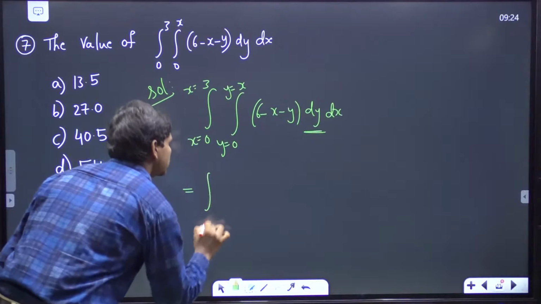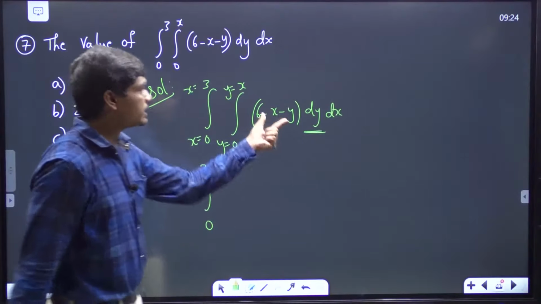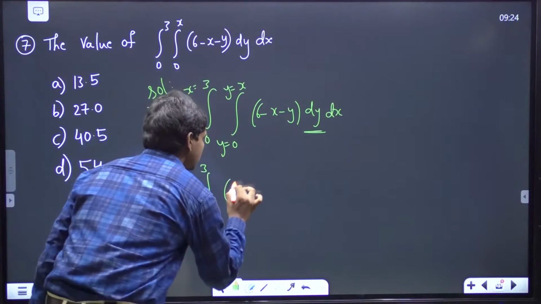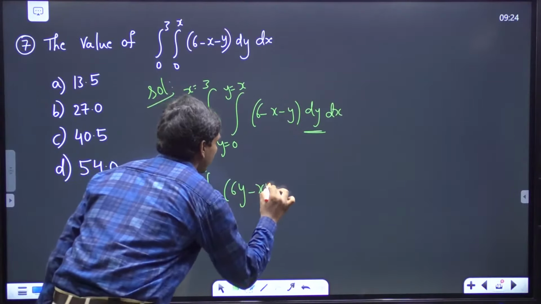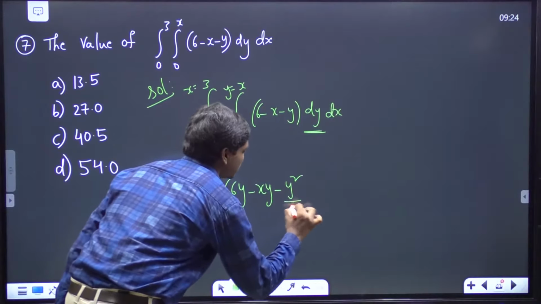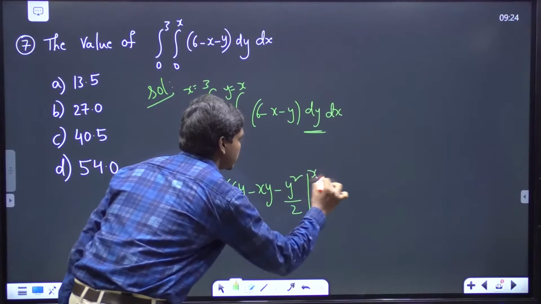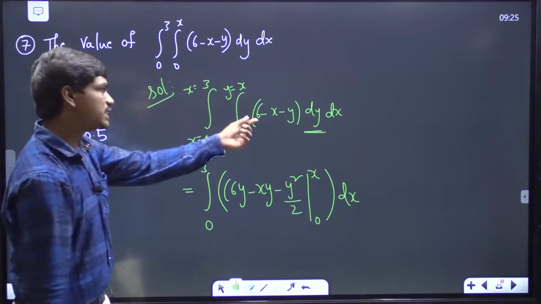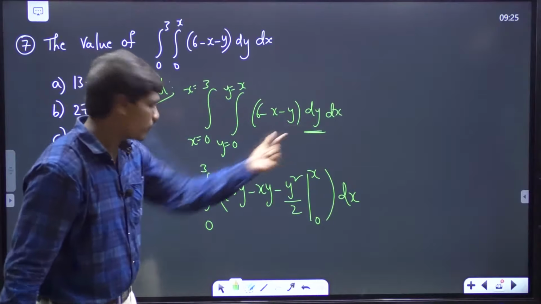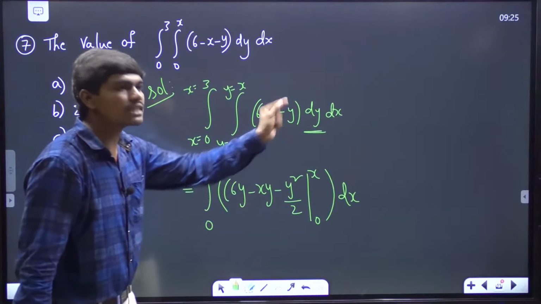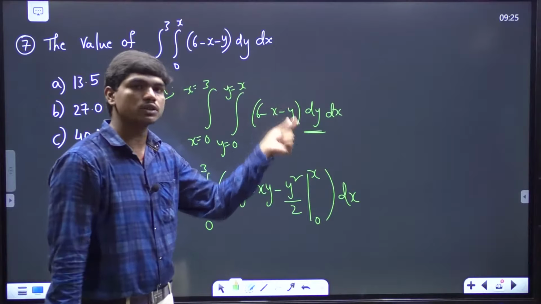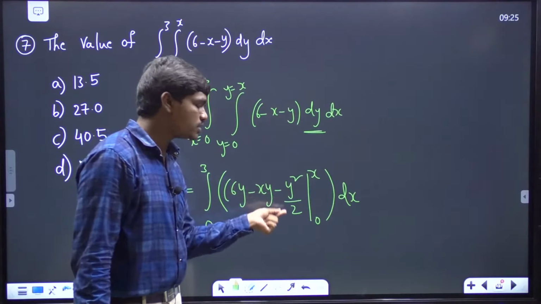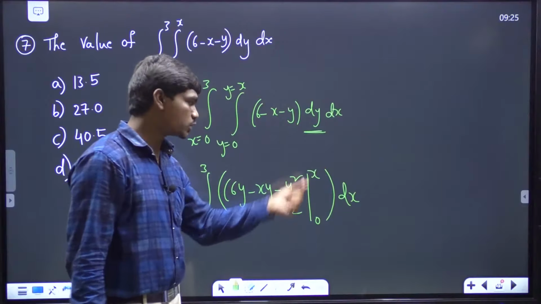So if you integrate this function from 0 to 3, now when you are integrating this function with respect to y, this 6 and x are constants. So 6y minus xy minus the integration of y with respect to y, which is y square by 2, within the limits 0 to x, dx. Correct? Because 6 is a constant, so integration of 6 with respect to y is 6y. When you are integrating with respect to y, you will treat x as a constant. So when x is a constant, integration of x with respect to y is xy minus y square by 2 within the limits 0 to x.